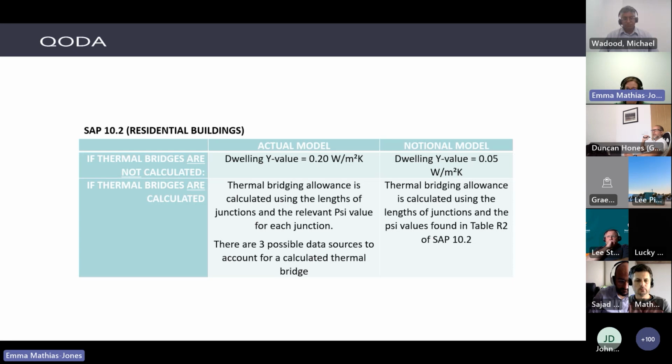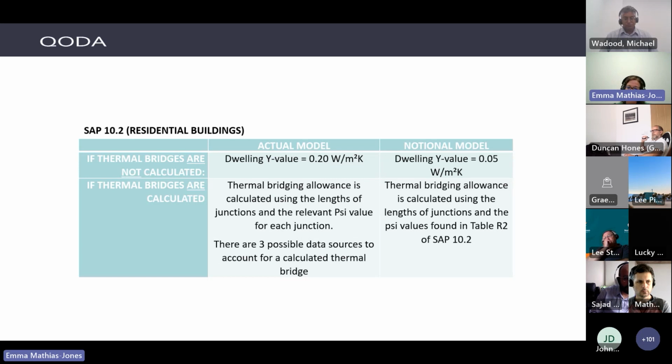So if you're not calculating the thermal bridges, your actual model will use a Y value of 0.2. A Y value is like taking the sum of all of your psi values and your chi values for that dwelling, and you divide them by the external area. It's kind of like a thermal bridging factor. So as you can see, your actual model will use 0.2 and your notional will use 0.05. So there's a big difference. So it's worth calculating.